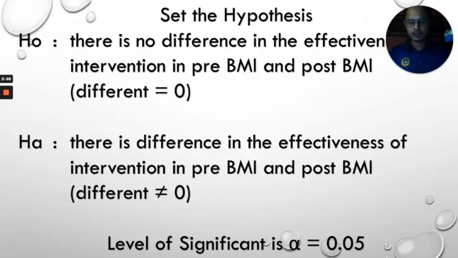So the hypothesis: H null, there is no difference in the effectiveness of intervention between pre-BMI and post-BMI, difference equal to 0. For the H alternative, there is a difference in the effectiveness of intervention between pre-BMI and post-BMI, difference not equal to 0. The level of significance is alpha equal to 0.05.